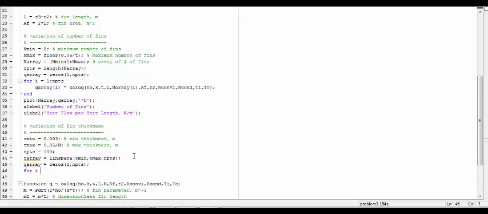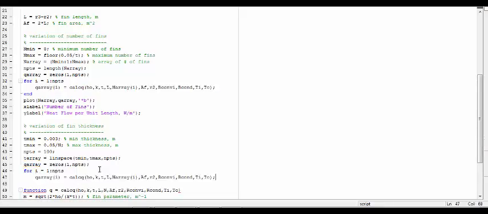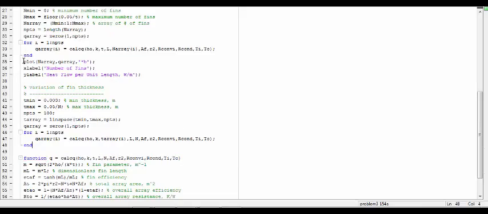So again, we're going to do for i equals 1 to the number of points. We just copy this line up here down. So here, we're not going to vary the number of fins. We're going to leave that as n. But our thickness t, we're going to use for each value of i. And then we can plot it.